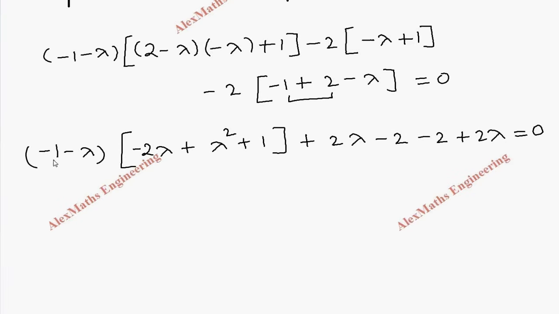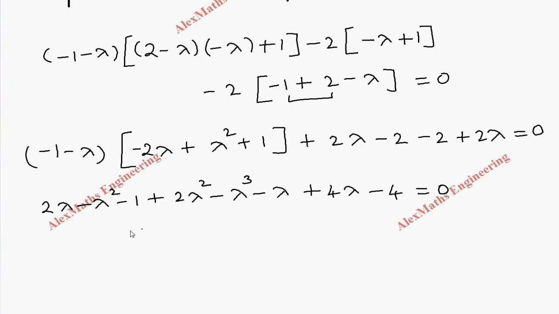Now again, we have to multiply this minus 1 inside. So it becomes 2 lambda minus lambda square minus 1. Then multiply minus lambda, it will become plus 2 lambda square minus lambda cube minus lambda. Then we can make this as 4 lambda, then minus 4. We combine 2 lambda and minus 2 minus 2. Totally it is 0. Let's rearrange.